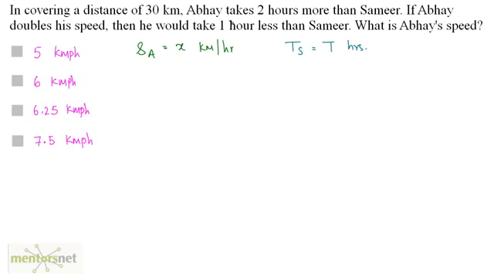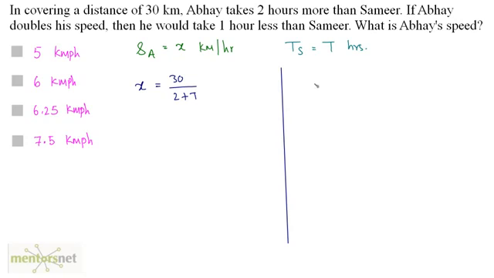Now we have two situations here. In the first situation, Abhay takes 2 hours more than Samir when his speed is x. So we know the formula for speed. Speed is equal to distance upon time. When the speed is x, the distance is 30. The time, Abhay takes 2 hours more than Samir, so 2 plus t.